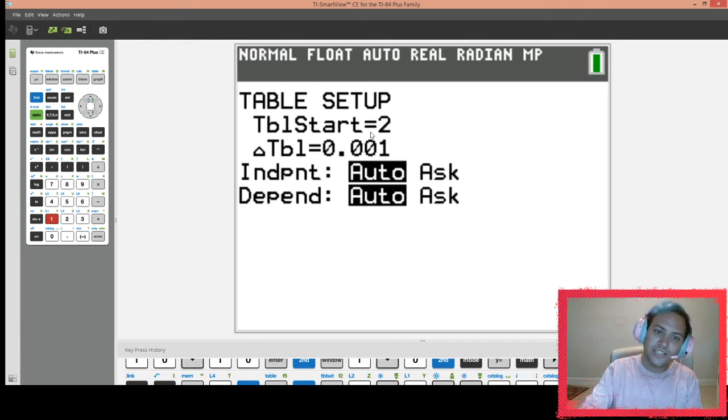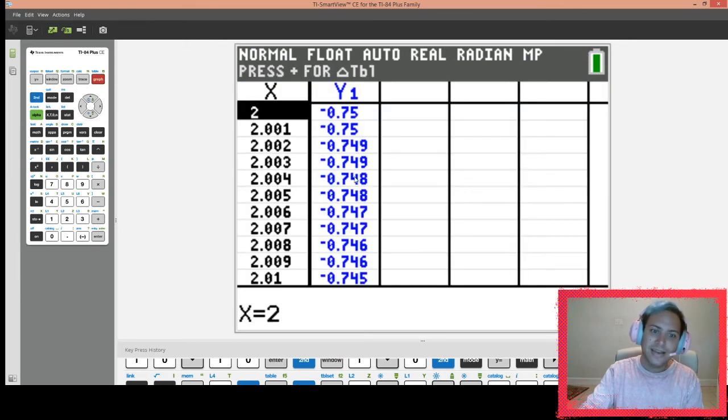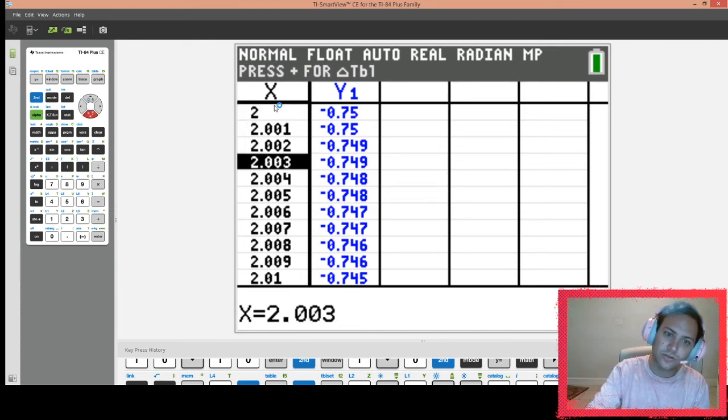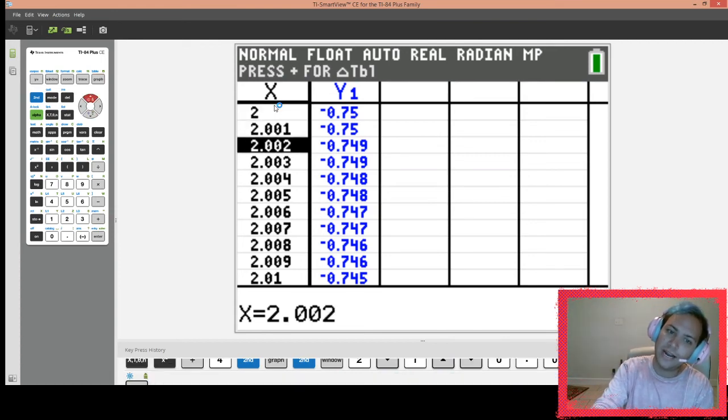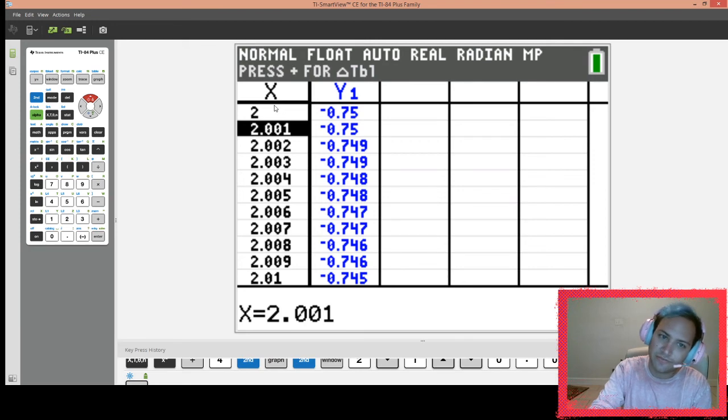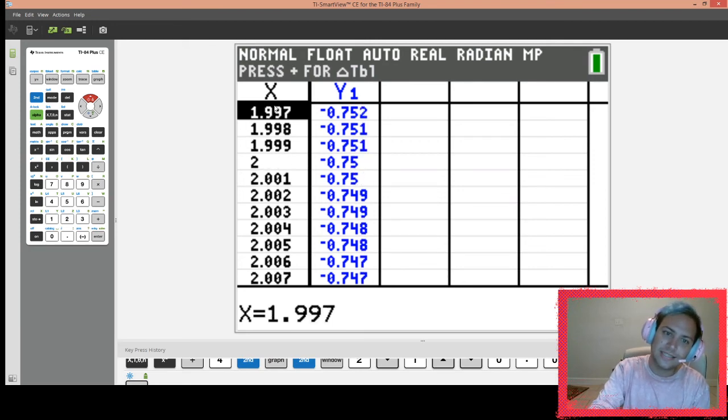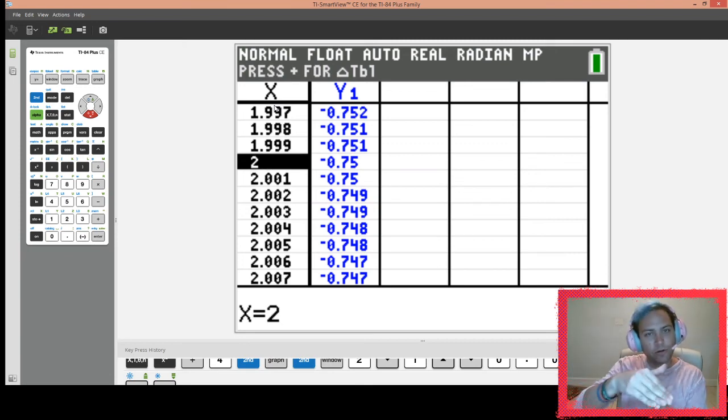Once you change these settings like this, make sure you go back and change them in the future if you're going to use a table again, because you don't want to be confused by that later. But now I can click Second and go to Table, above the graph button. Now I can see that it started at 2, and from 2.003, it's negative 0.749, and then negative 0.75. On the other side, I can see it's negative 0.752, negative 0.751. I can see what's happening as it converges in on 2.